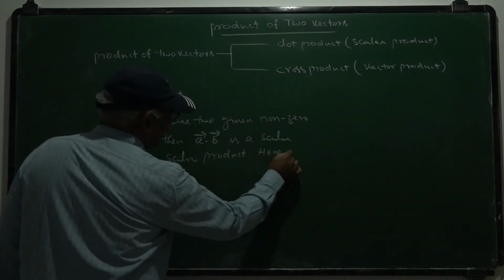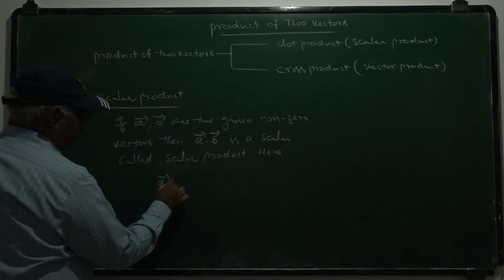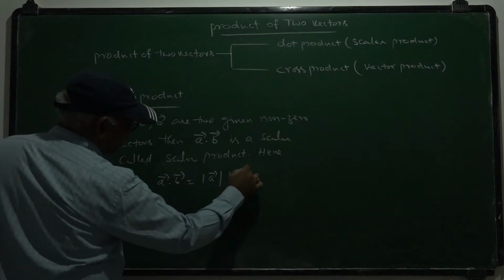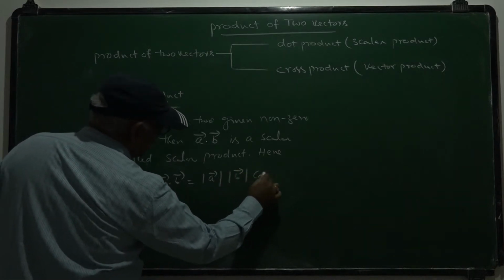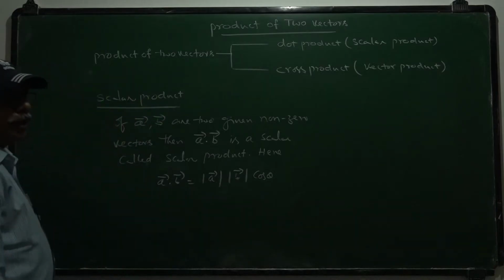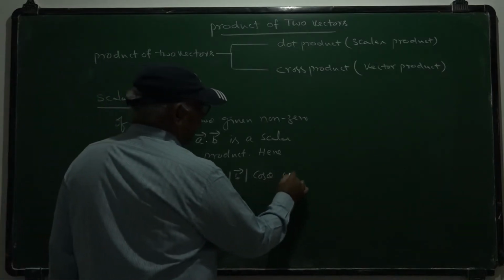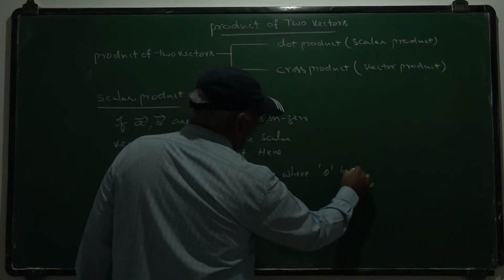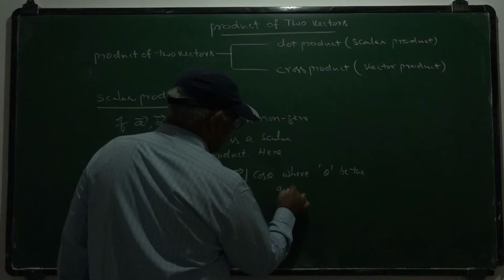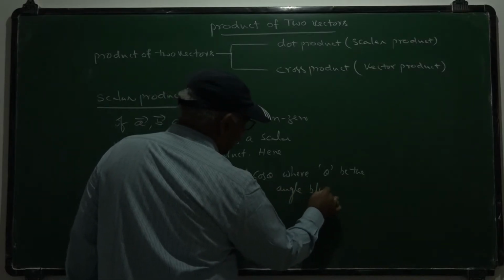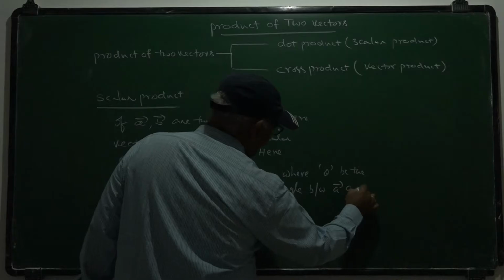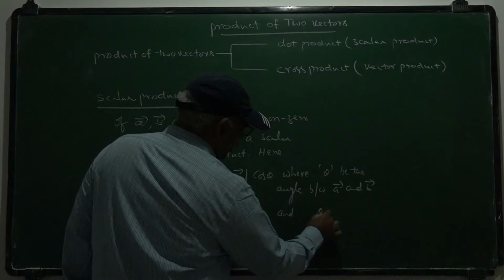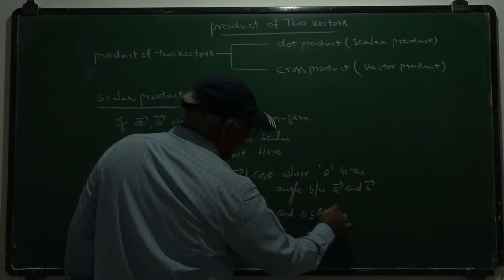Here a bar dot b bar is modulus of a bar, modulus of b bar, cos of the angle between a bar and b bar, where theta is the angle between a bar and b bar, and theta lies between 0 and pi.